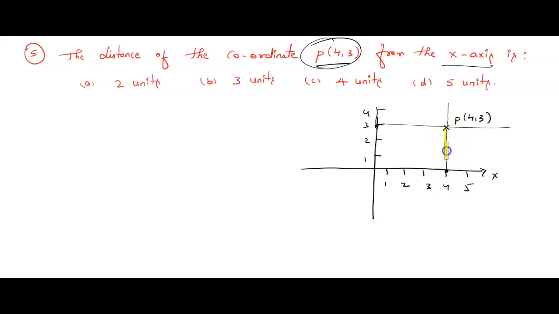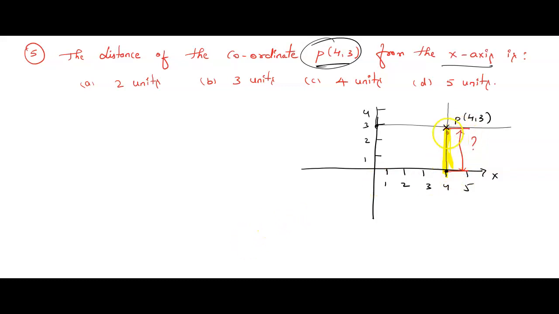They are asking you to find the distance of this. From here to here, what is the distance? From point P to the x-axis, this is my x-axis line, right? From point P to this line, or can you see this x-axis, what is the distance? They are asking you to calculate the distance from here to here. So what is the distance?